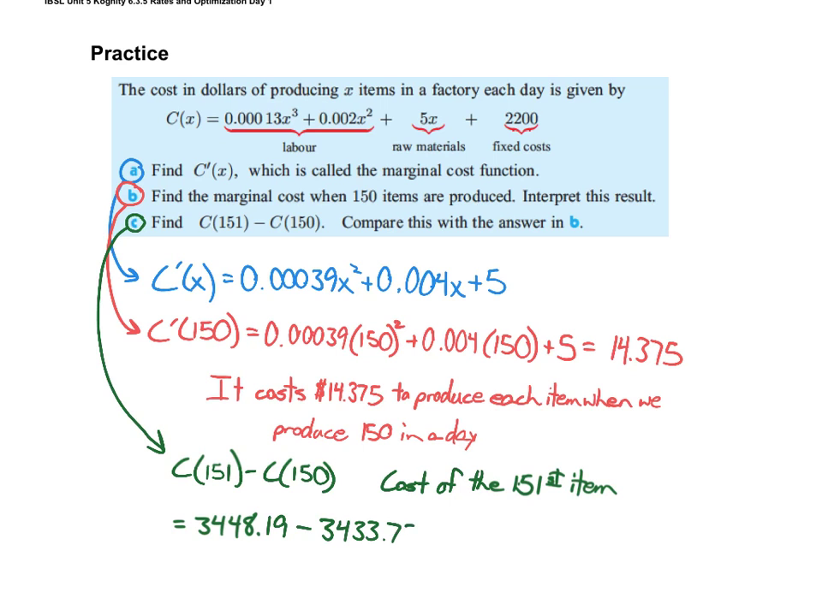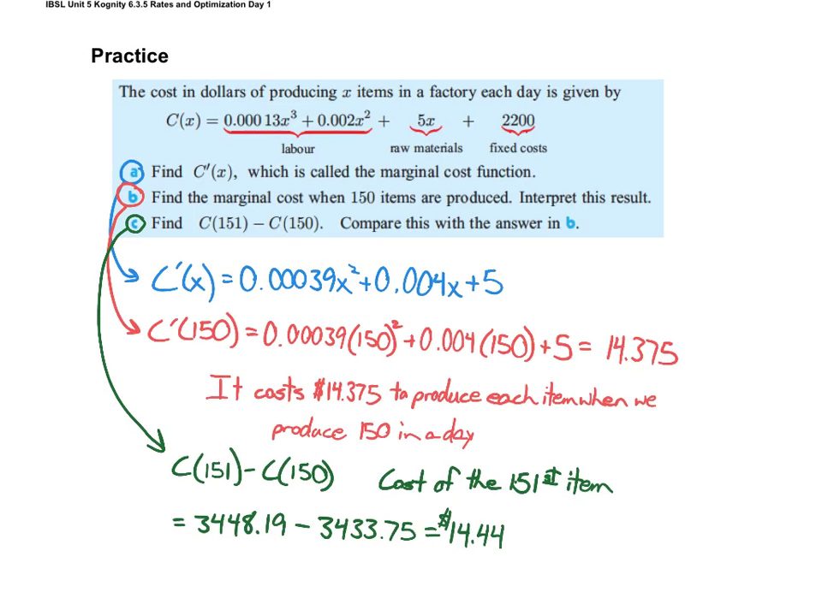3,433.75. And what do you get when you subtract those? Looks like 14.44. Yeah, that sounds right. That checks out. It's pretty close. So this would be an estimate of the marginal cost. The previous one is exactly what the marginal cost is when we produce 150.